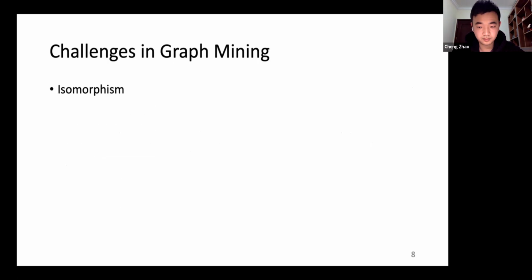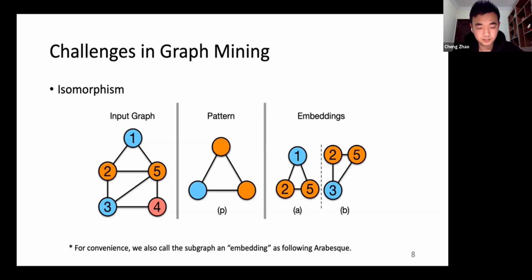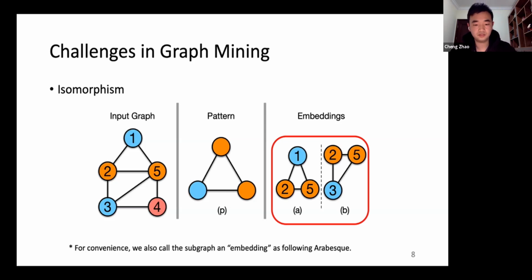The other challenge is the isomorphism problem. For example, we try to find a structure like this in the given graph, and we may obtain two subgraphs A and B. A and B are different subgraphs, but they have the same structure, and they are called isomorphic graphs. However, the isomorphism problem is quite difficult. It's an NP-hard problem. By the way, for convenience, we also call the subgraph an embedding, as in Arabesque.